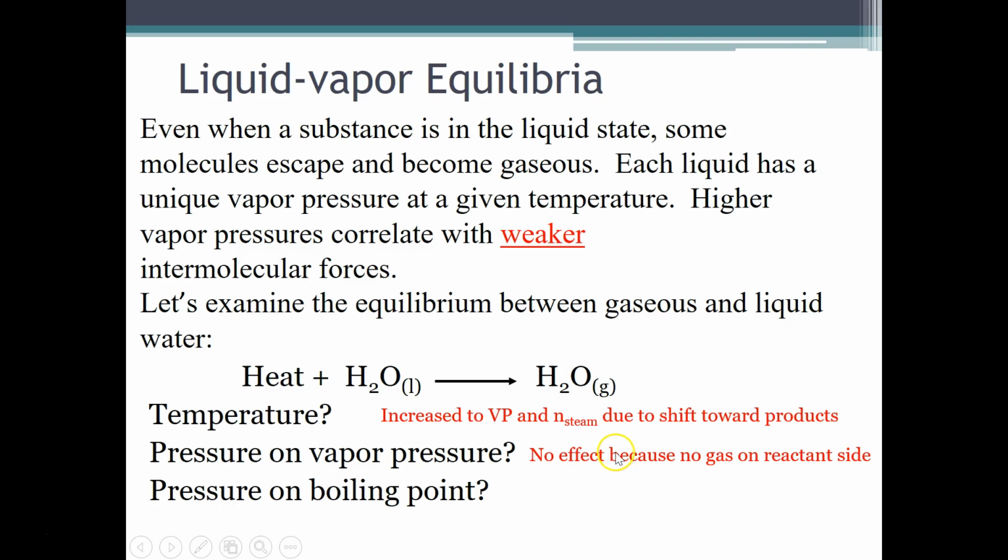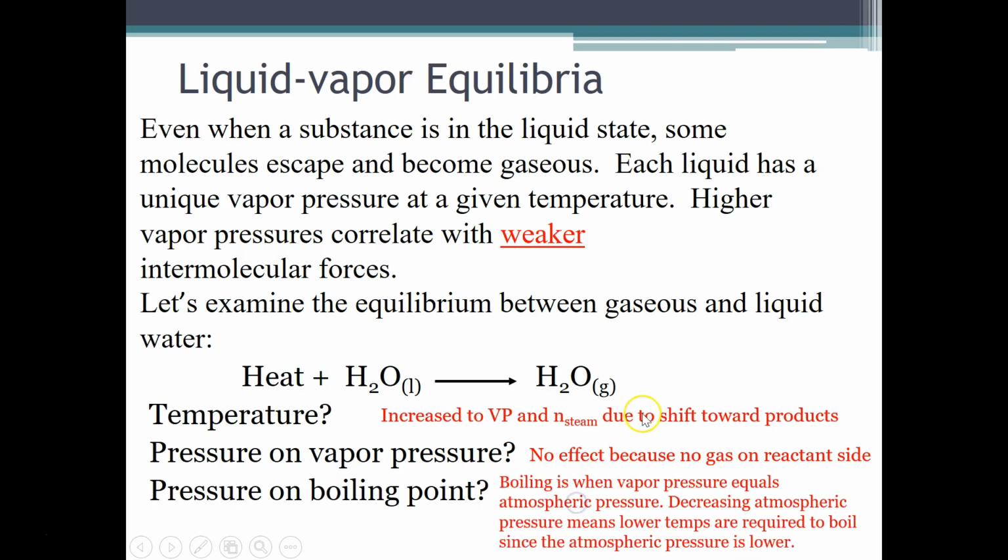And now the effect of pressure on boiling point. Boiling, by definition, is the point at which the vapor pressure is equal to the atmospheric pressure. Decreasing atmospheric pressure means that you don't have to heat water up as much in order to make it boil. So decreasing pressure will have that effect on the boiling point. The less pressure above, the less energy is required to make it boil.